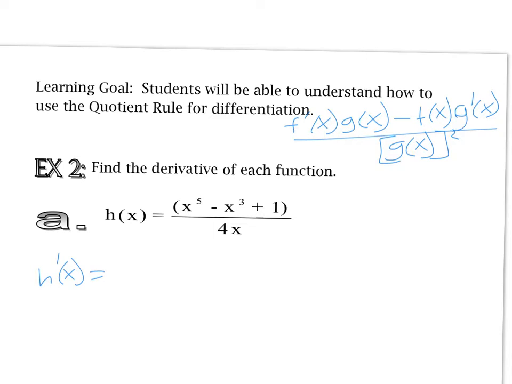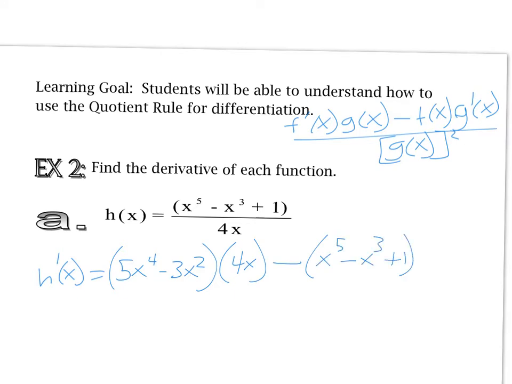So the first thing would be 5x to the 4th minus 3x squared. The 1 is just a 0. Times the bottom, which is 4x, minus the top, times the derivative of the bottom, which is just 4. And all of that is over the bottom squared, which would just be 16x squared.